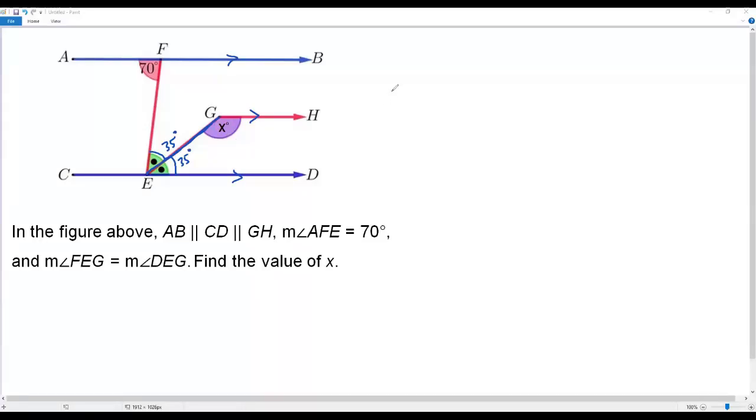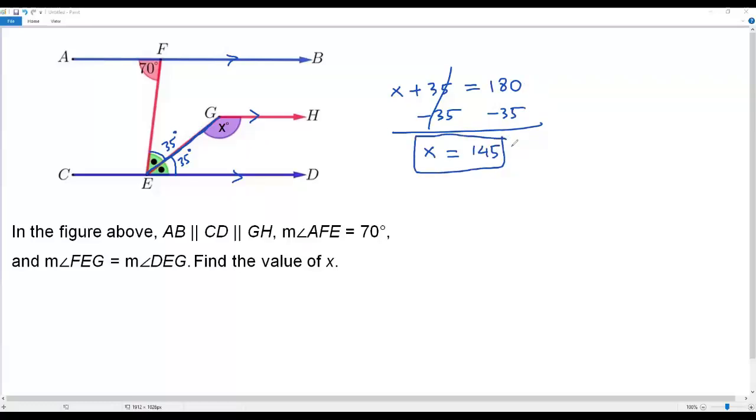So the two consecutive interior angles x and 35 are supplementary. That means these two angles must add up to 180. Okay, now let's solve for x. For that, I have to subtract 35 from both sides. When I subtract 35 from both sides, the positive 35 and negative 35 cancel out. I'm getting x on the left side. When I subtract 35 from 180, I'm getting 145. I've solved for x. The value of x is 145.